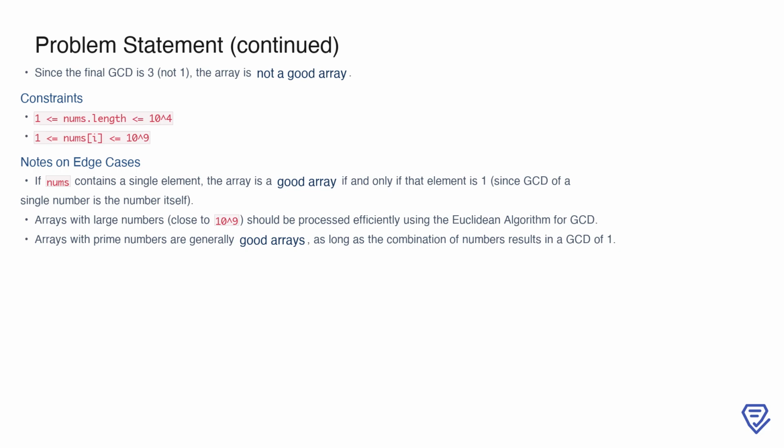An important edge case to consider is when the array contains a single element. In that case, the array is a good array only if the single element is 1, as the GCD of a single number is the number itself. Additionally, arrays involving prime numbers may often result in a GCD of 1, making them good arrays, but this depends on the specific combination of numbers in the array.